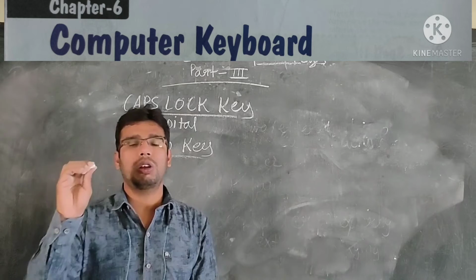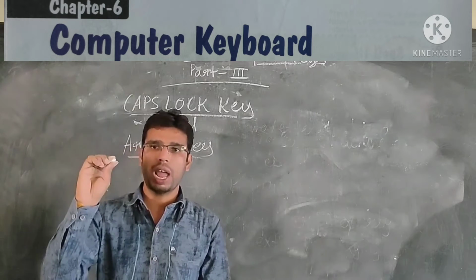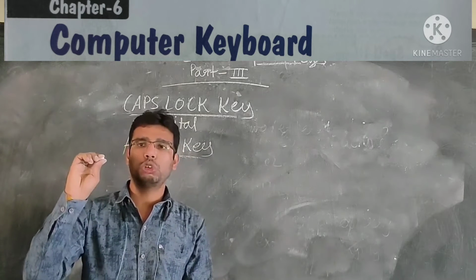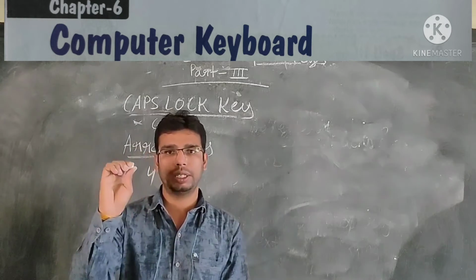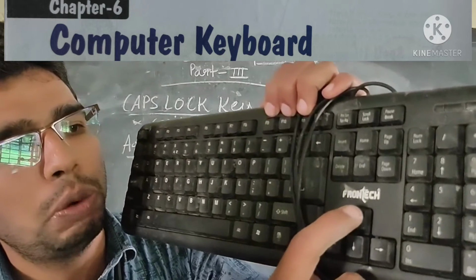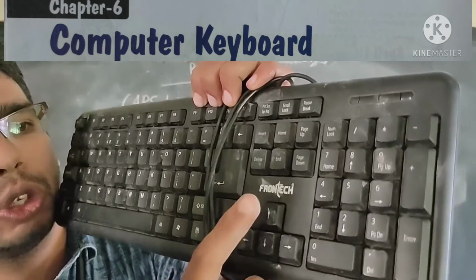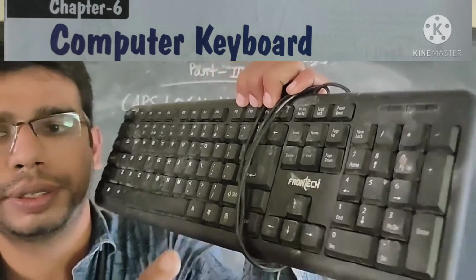Now let us see arrow keys. Arrow keys are used to move up, down, left and right. There are 4 arrow keys on the keyboard. Arrow keys are also used to play games on the computer. Let me show you the arrow keys on the keyboard. This is the arrow key. It is used to move the cursor up, down, left and right.